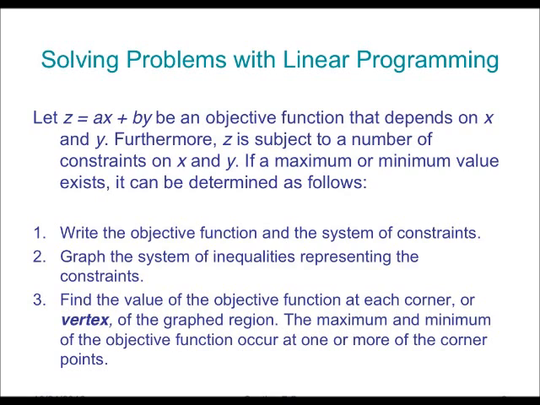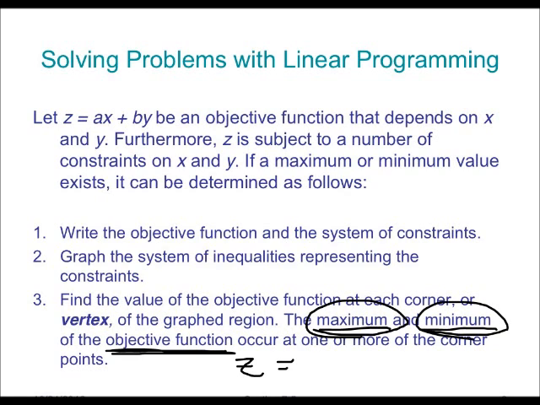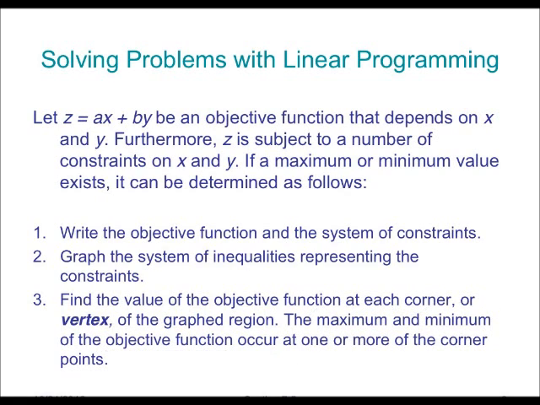Now, depending on whether we're looking for the maximum or the minimum, once we plug it into the objective function, that's z. So we have z equals. We're either looking for the largest z value or the smallest z value, and that would be your answer. So once you find the largest z value, if I'm asking for the maximum, then you would say the maximum value is such and such.